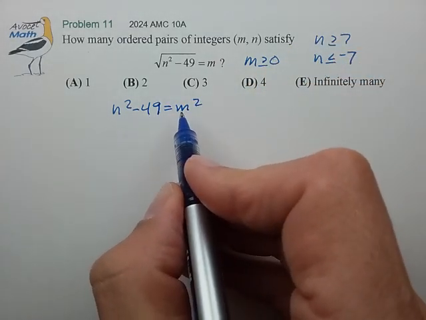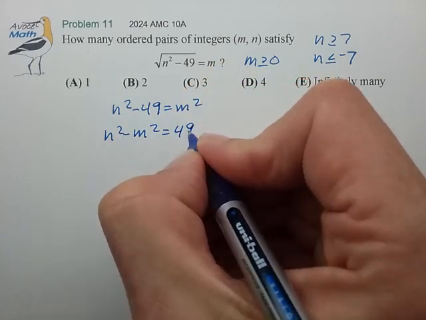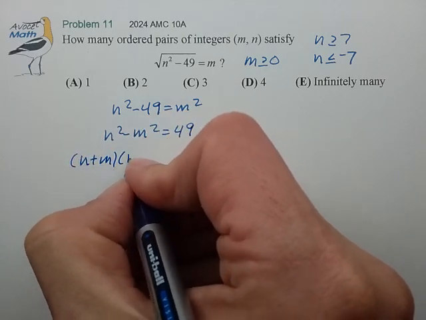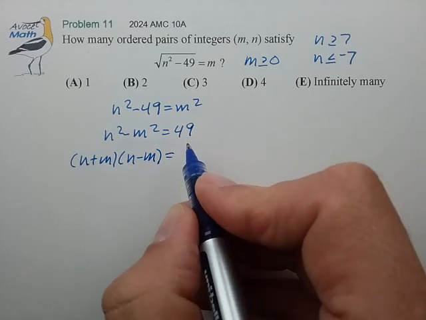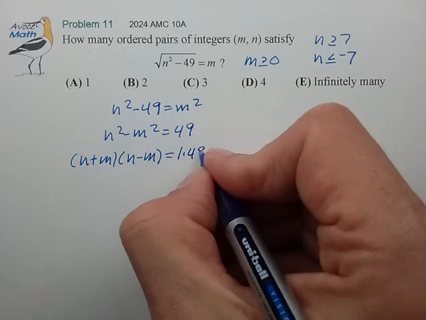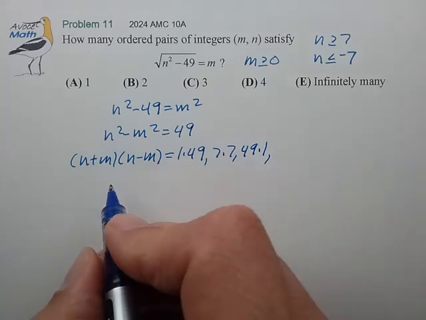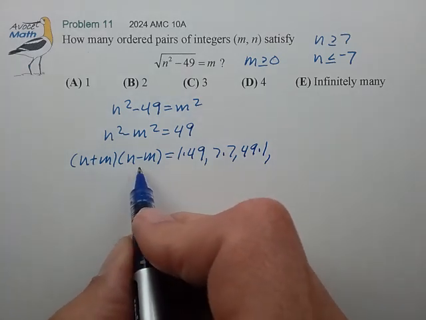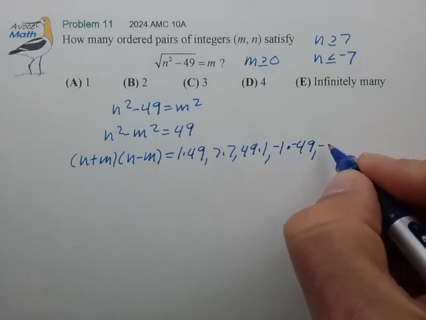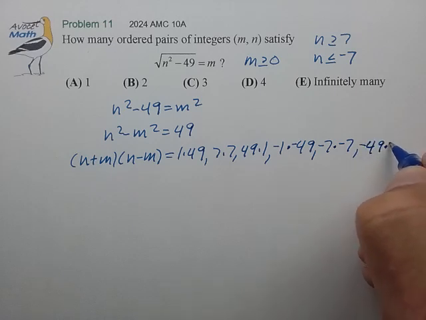Now I see an opportunity to form a difference of squares. And that's always a good target because we can now factor the left side. And on the right side, we try to write 49 as all possible factor pairs. In this case, 1 times 49, 7 times 7, 49 times 1. Now we have to consider the negative version of these factor pairs because these factors can be negative. In this case, minus 1 times minus 49, minus 7 times minus 7, and minus 49 times minus 1.